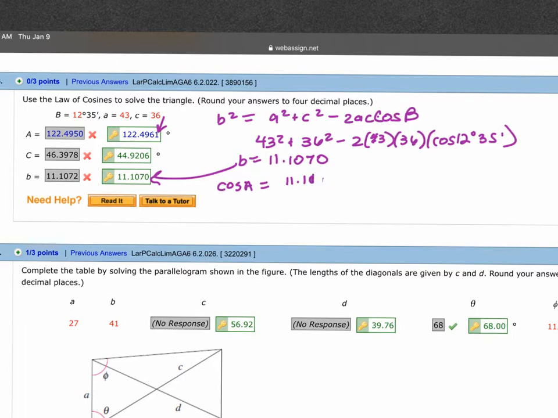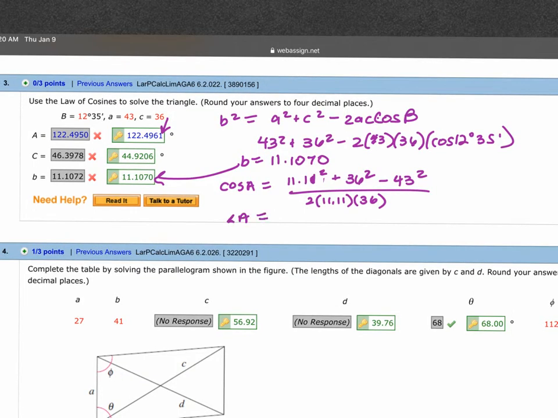and we would have used 11.11 squared plus c, which is 36, squared minus a, which is 43, squared over 2 times 11.11 times 36. And I would do second cosine, open my parentheses, 11.11 squared plus 36 squared minus 43 squared, divided by 2 times 11.11 times 36. And A, for me, with the rounded decimals, is 122.48057, and so on and so forth. Which, if it was 2 decimal places, would be 0.48. If it was 4 decimal places, 4806.